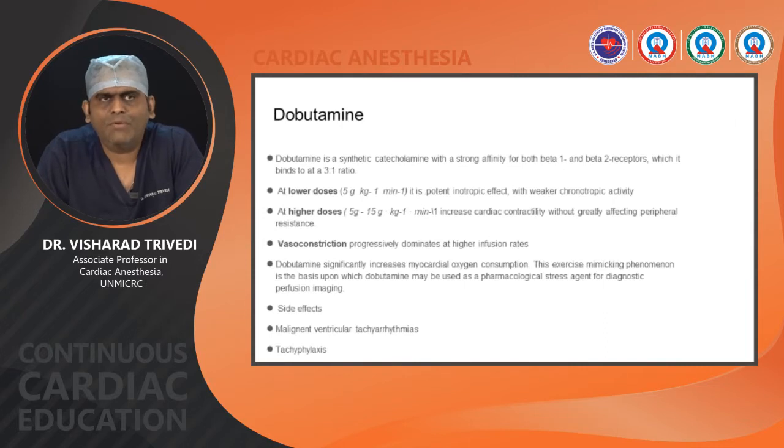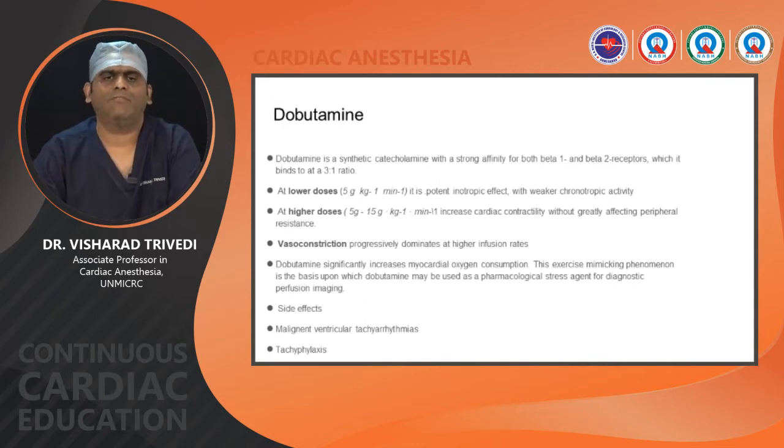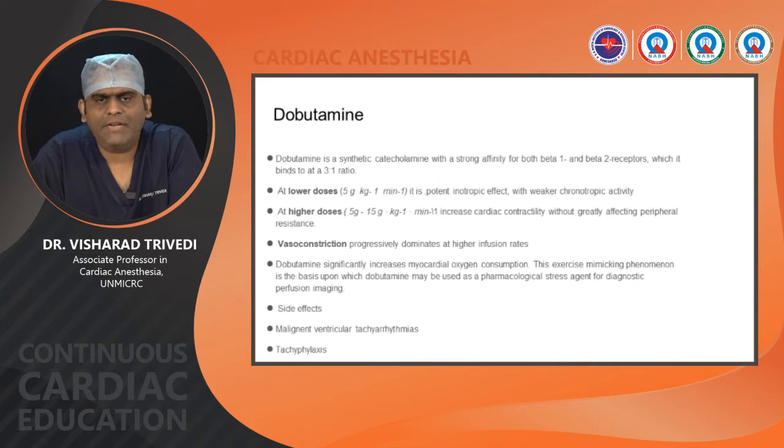The next is dobutamine. Dobutamine is a synthetic catecholamine with a strong affinity for both beta 1 and beta 2 receptors, binding at at least a 3:1 ratio. So the main affinity is for beta 1, with slight affinity for beta 2. However, it will not act on any dopaminergic receptors. At low doses, 5 mcg per kg per minute, it has a potent inotropic effect by beta 1 receptors and a weak chronotropic effect.